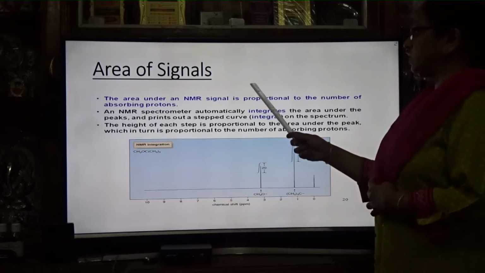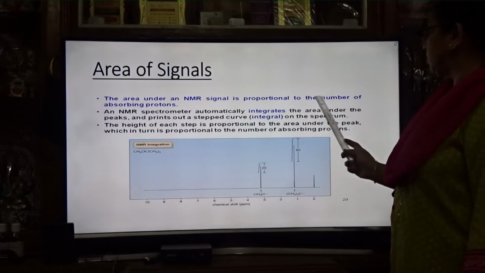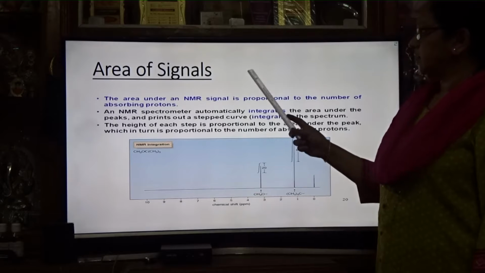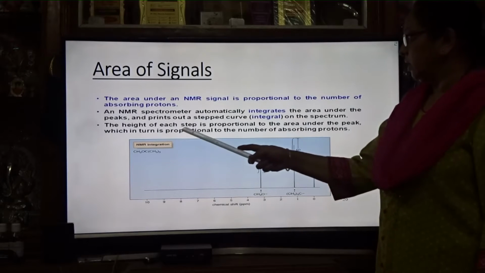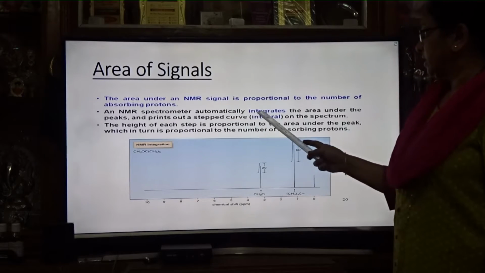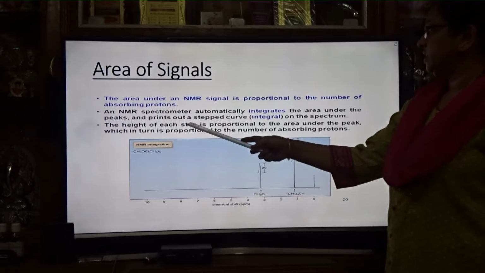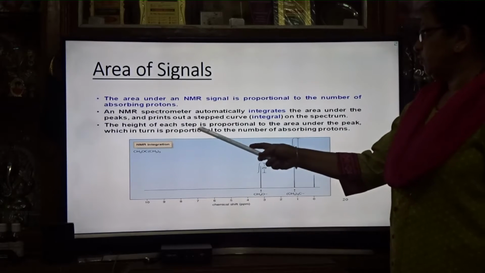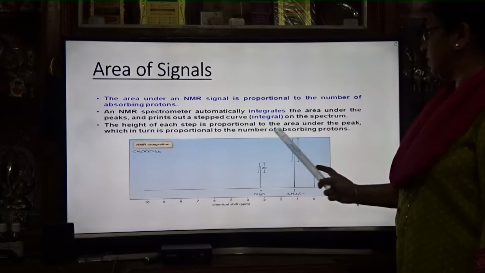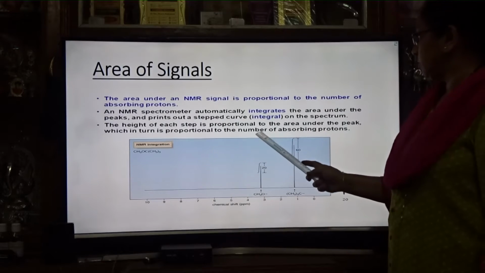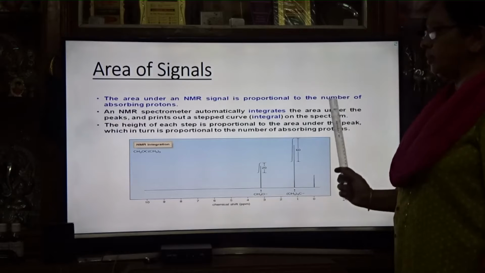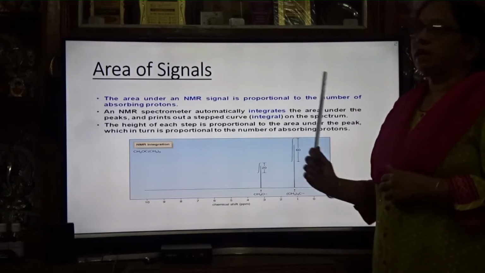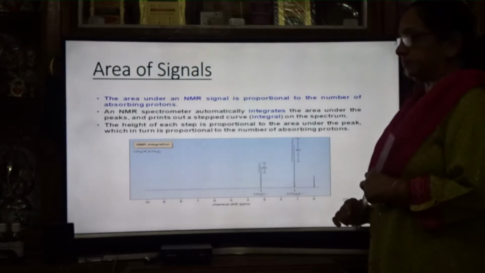So area of signal. The area of an NMR signal is proportional to the number of observing protons. So how many protons there are, that much area the signal has. The NMR spectrometer automatically integrates the area under the peaks and prints out a stepped curve integral on the spectrum. The height of each step is proportional to the area under the peak, which in turn is proportional to the number of observing protons. That is known as area of signals.